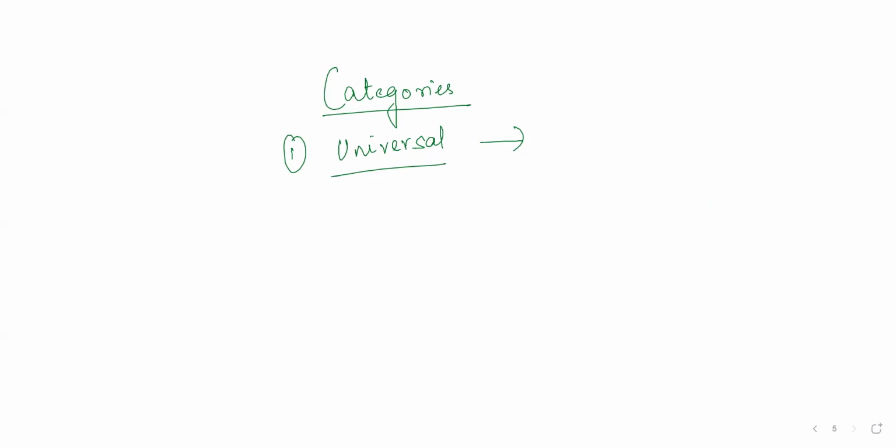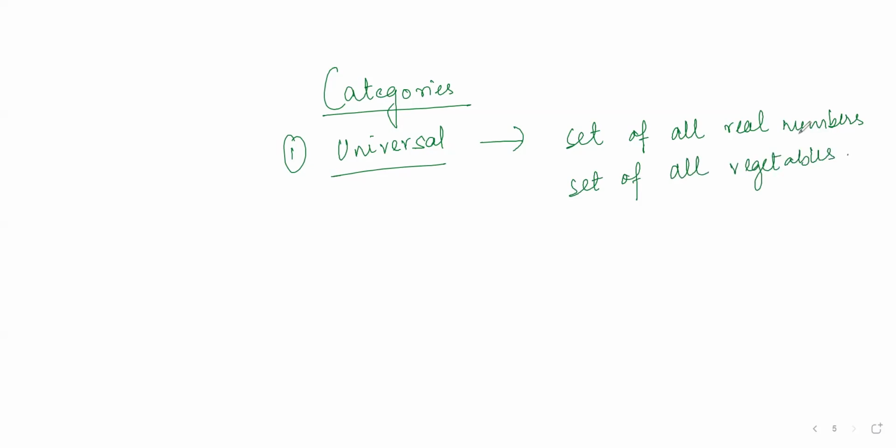will be, if I consider a set of all numbers, set of all real numbers. Okay, that is a universal set. Set of all vegetables, universal set. Okay, that's a category of set.